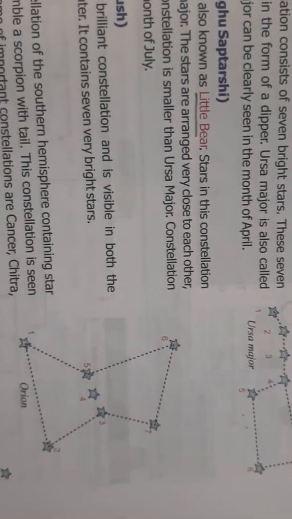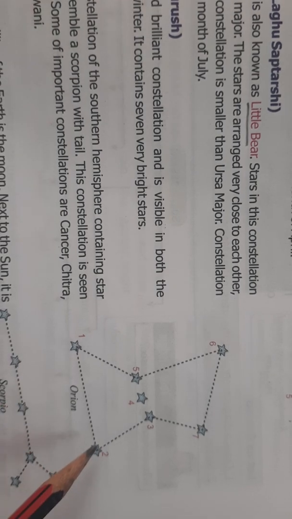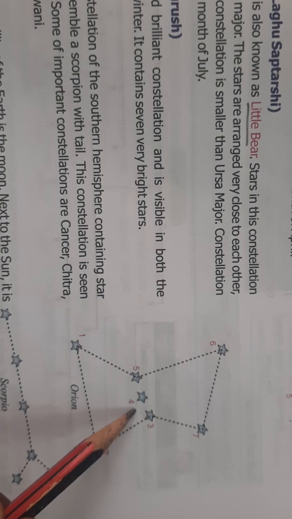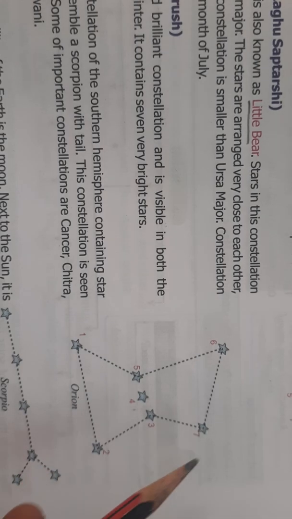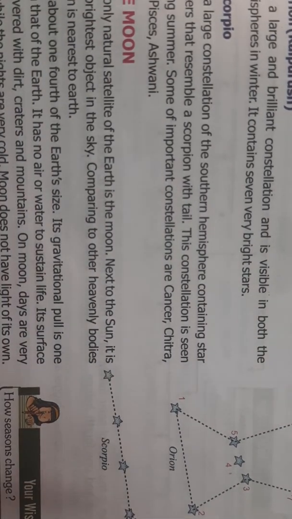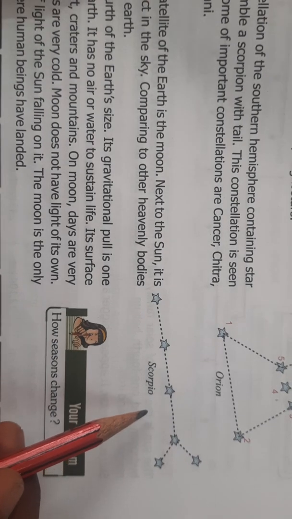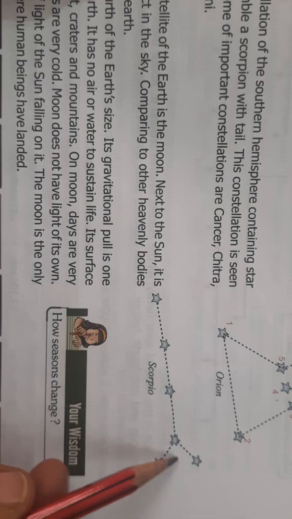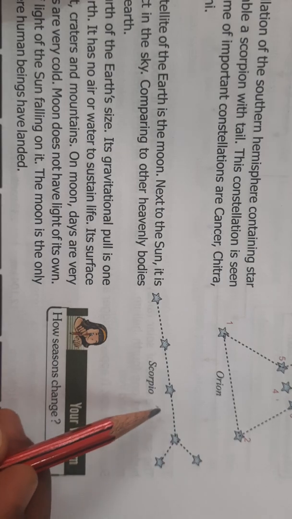Then the next one is Orion or Kalpurush. This is a very large and bright constellation and it is visible in both hemispheres during the winter season. It also contains 7 bright stars. It is in the shape of Orion. And then the fourth one is Scorpio. This is again a very large constellation of the southern hemisphere, and it contains star clusters that resemble a scorpion's tail. It is seen during the summer.